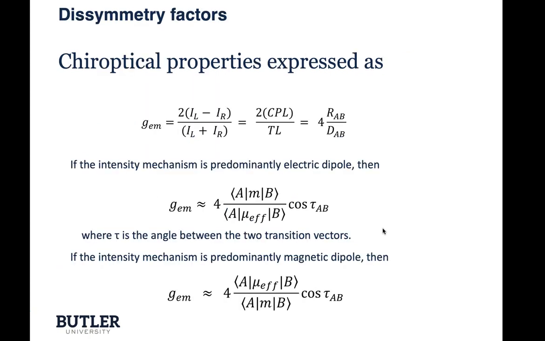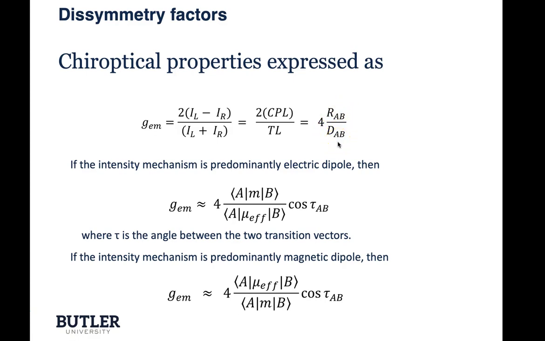All right, so we normalize our spectra for that in terms of the dissymmetry factor, g_lum, which is basically 2 times the CPL, but it actually ends up being the circularly polarized luminescence divided by the average of the total luminescence, so the sum of the left plus right. If we summarize those in terms of the photophysics of what drives intensity of each of them, it's basically 4 times the rotatory strength over the dipole strength.